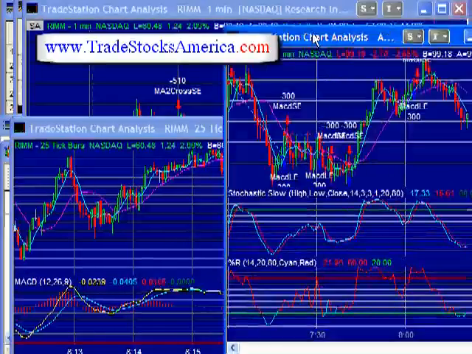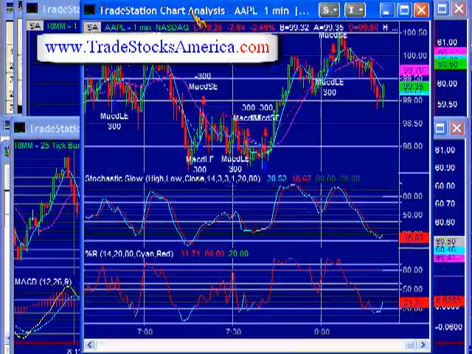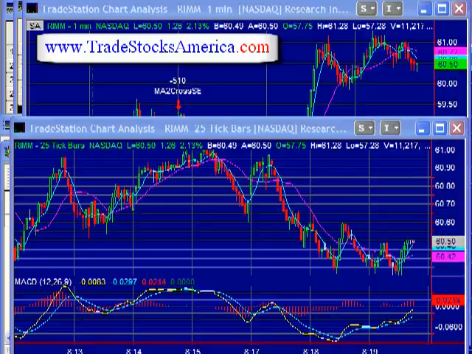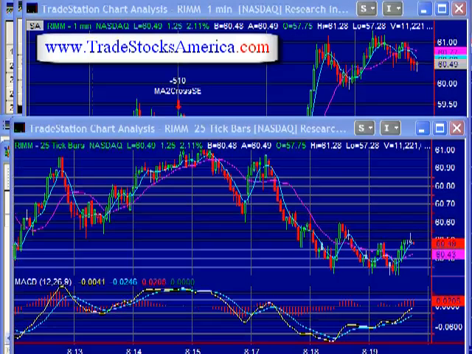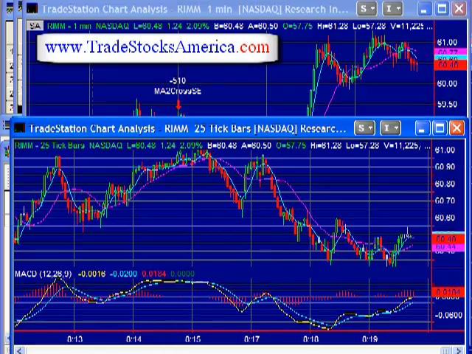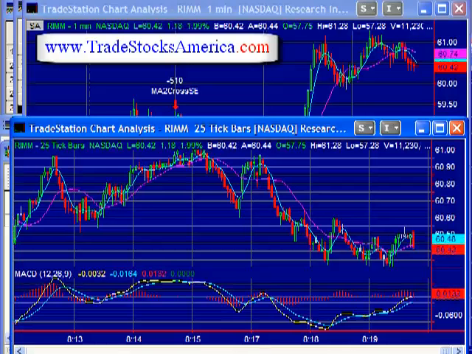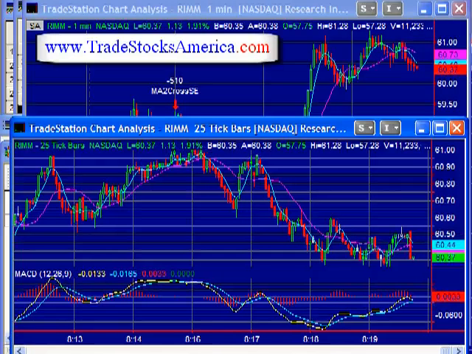Let's take a look at Apple and see how that's acting. Okay, let's move that off the screen here. And I'd like to start reducing that position here. Order rejected. Oh, I had the wrong stock symbol there. Okay, we'll cover a little more. Filled. Okay, I covered some more right there.